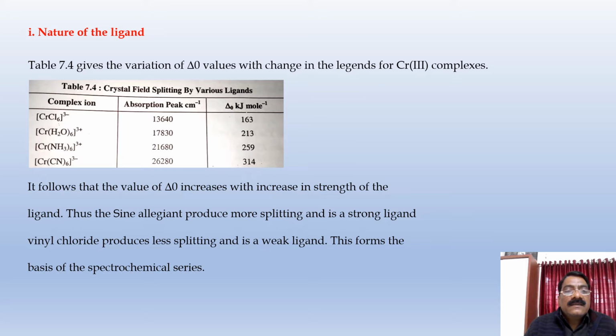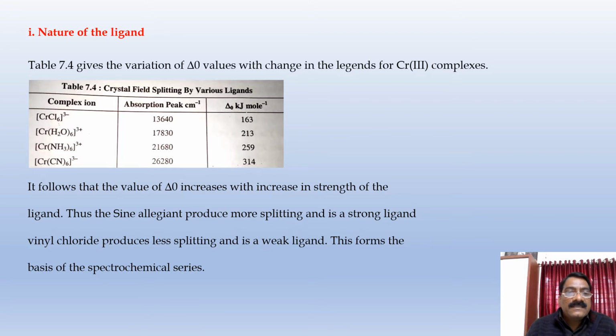Amine complex, it is 21,680 centimeter inverse. Its delta O in kilojoules is 259 kilojoule mole inverse. And third, the cyanide complex of chromium shows 26,280 centimeter inverse. Its 10 dq or delta O in kilojoule mole inverse is 314. It follows that the value of 10 dq or delta O increases with increase in the strength of the ligand.